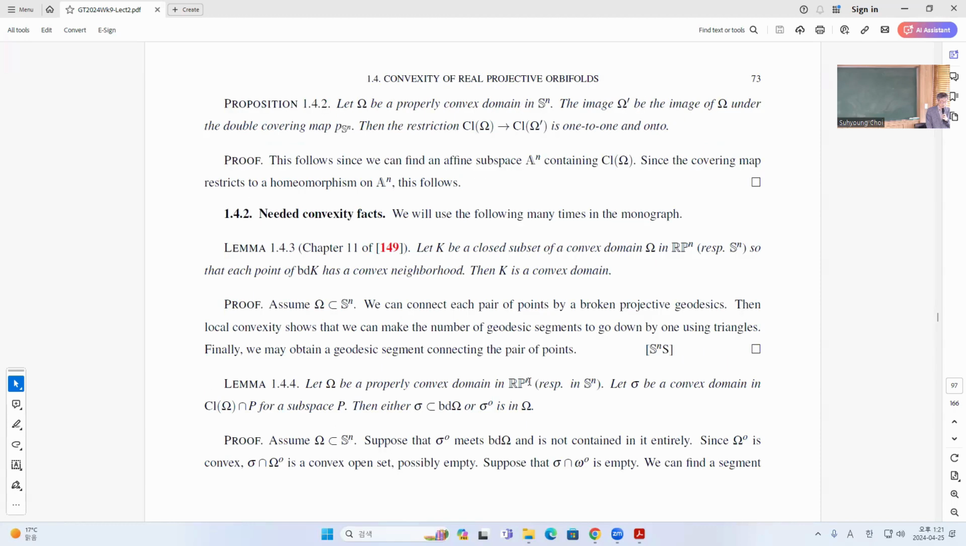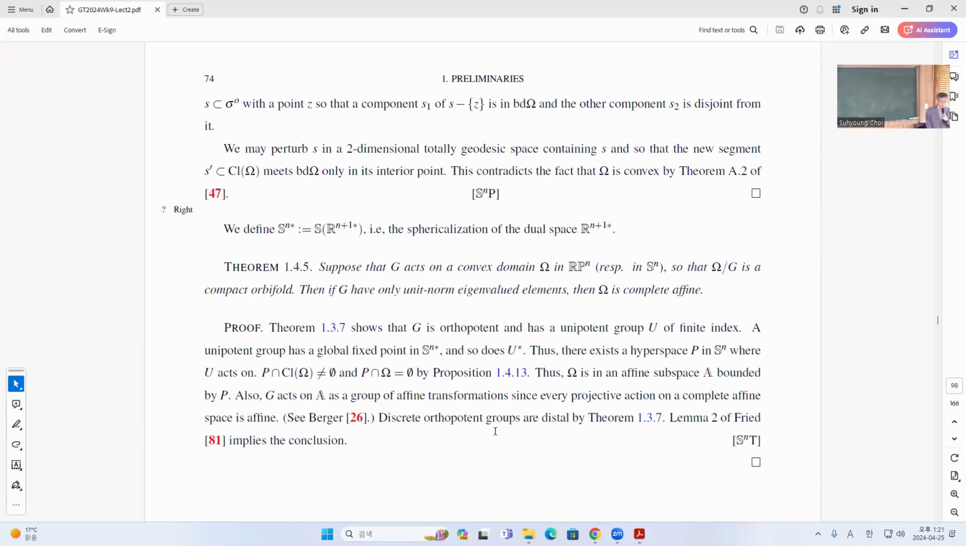Okay, and there are some convexity results that I am talking about. So, for example, if you have a convex domain and the boundary has always a convex neighborhood, then it is a convex domain. So this can be proven by some sort of broken projective geodesic argument. Okay, so there are some needed facts later, but I don't want to spend time on it. And next important thing is that if Gamma acts on a convex domain so that it's a compact orbifold and it has only unit eigenvalue elements, then this is also complete affine.